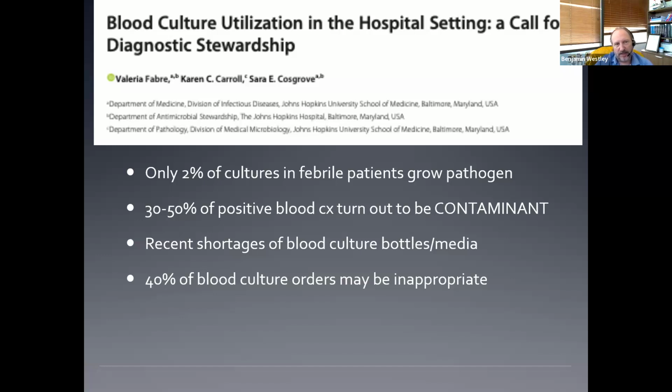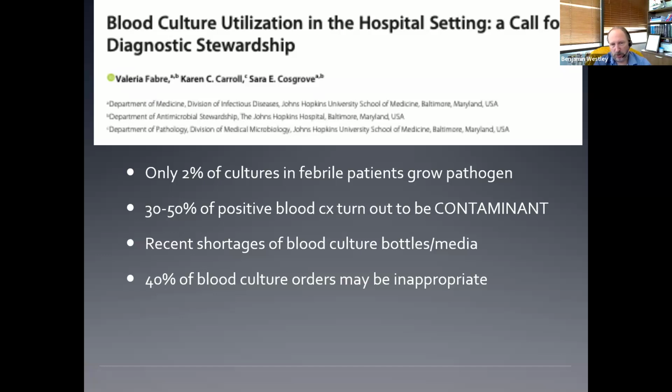And it really turns out that we're not being evidence-based about how we check and how we repeat blood cultures. So this study that was done by Valeria Fabre at Hopkins, she actually was a resident when I was a fellow at Brown. And what they basically showed is that only 2% of blood cultures in patients with fevers grow anything in these big series. And 30 to 50% of the blood cultures that do grow something turn out to be contaminant, which is a massive chunk of the positive results are worthless. And if anything, they can mislead you and lead to inappropriate management.